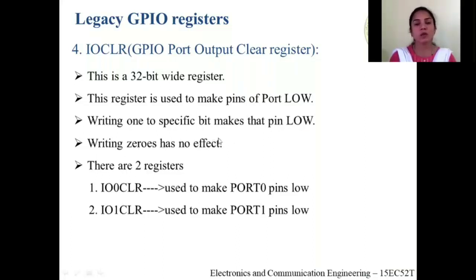Writing 0 has no effect. If you send 0 to the port pins by using the IO clear register, it doesn't make any difference on the port pins. If you send 1 on the port pins by using the IO clear register, it will make the corresponding pin value 0. There are two registers: IO0 clear is used to make port 0 pins low, and IO1 clear is used to make port 1 pins low.